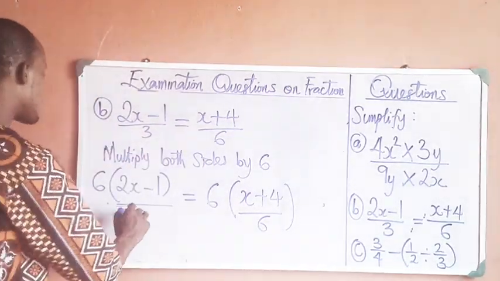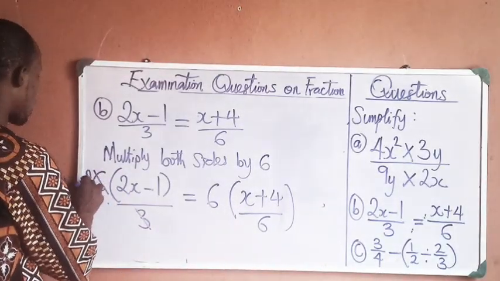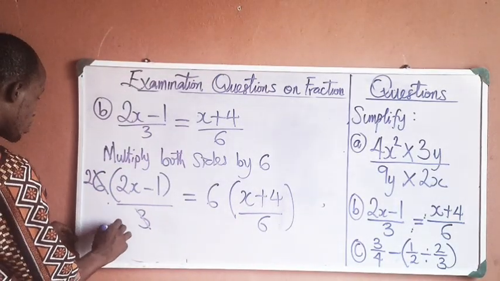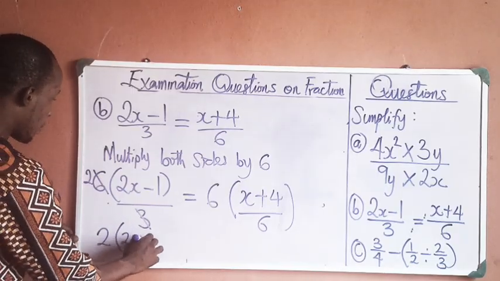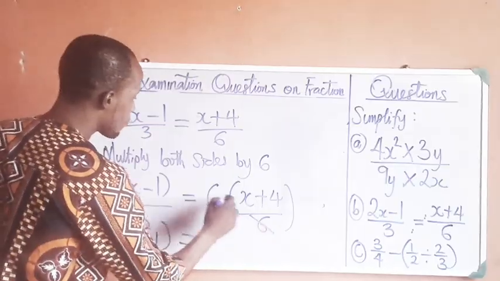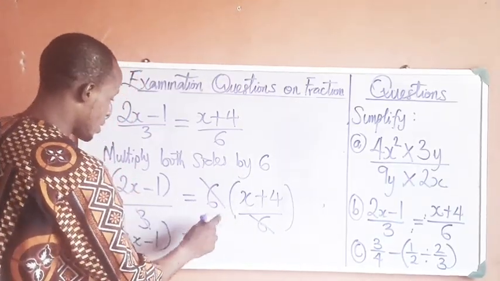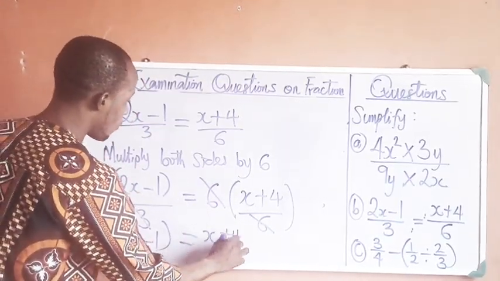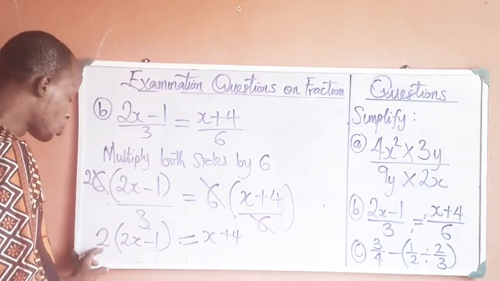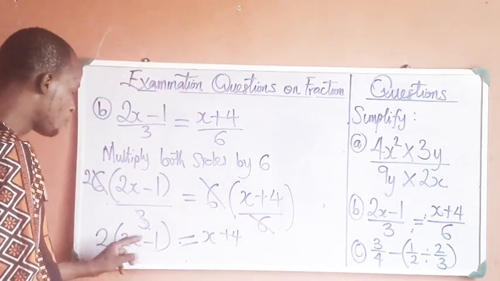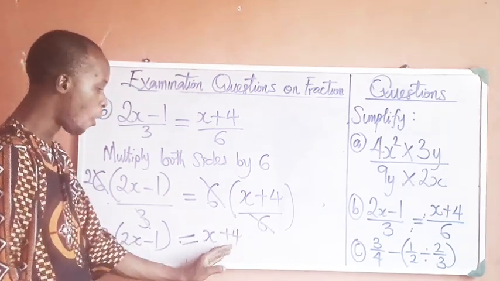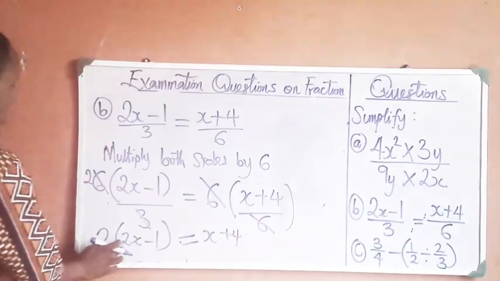Okay, so in this case, 3 divides 6 2 times. So in this side of the equation, I have 2 multiplied by 2x minus 1 left. And in this side of the equation, 6 cancels 6. 6 divides 6, I have x plus 4 left. So on this side of the equation, I have 2 into bracket of 2x minus 1, and on this side, I have x plus 4. So what is the next step?